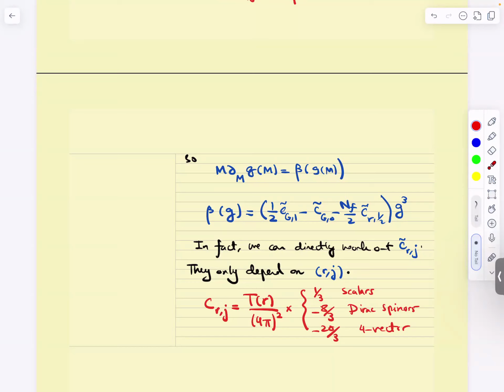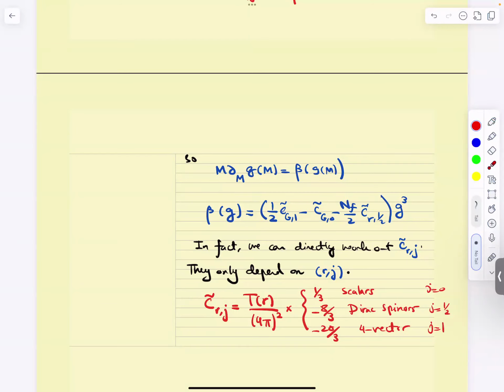So in representation R and spin J, C tilde is T of R over 4 pi squared times the following. If the spin is scalar, spin 0, it is a third. If it's a Dirac spinor, spin half, it is minus 8 over 3. If you have a 4-vector, spin 1, it is minus 20 over 3. More generally, you could also calculate what this is as a function of spin, J0, J half, and J1.